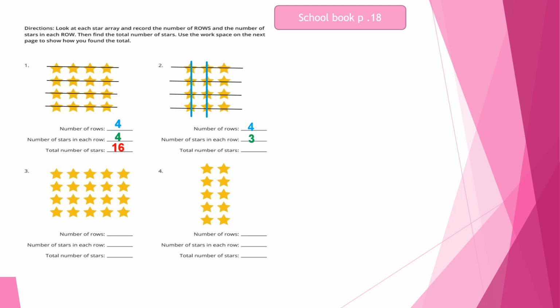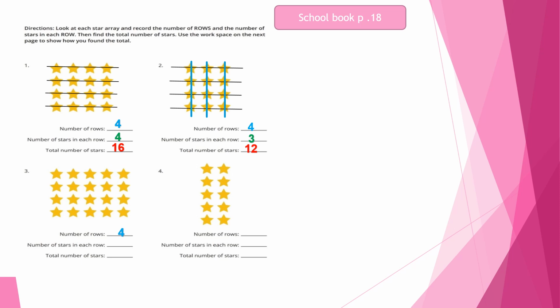From our skip counting, 3, 6, 9, 12. Okay? Or I can find it by a different way. I can find the total from columns. Do you remember columns? Columns refer to vertical lines like this. Let's count columns together. 1, 2, 3. I have 3 columns.